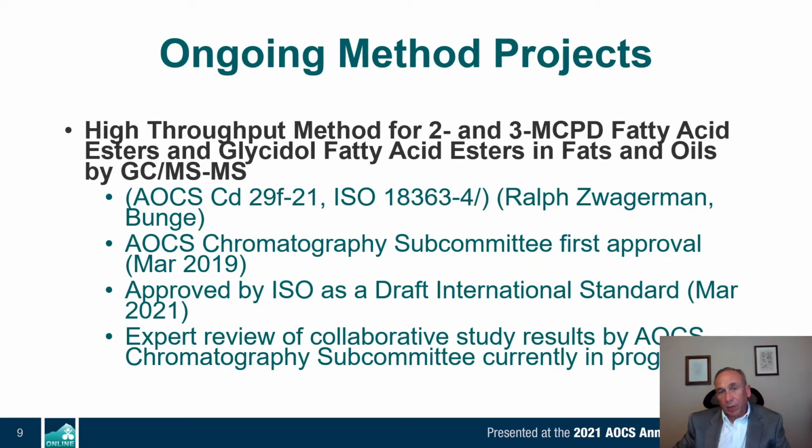Here's an ongoing method project that we are working on in collaboration with the International Organization for Standardization, ISO. It's a high throughput method for 2,3-MCPD fatty acid esters and glycidyl fatty acid esters in fats and oils using GC-MS/MS. It's actually a clever combination of a couple of earlier methods that works in a high throughput and a more rapid way. This has been given AOCS method number Cd 29F-21, and it's the same as ISO 18363-4. The two methods are going together in lockstep.